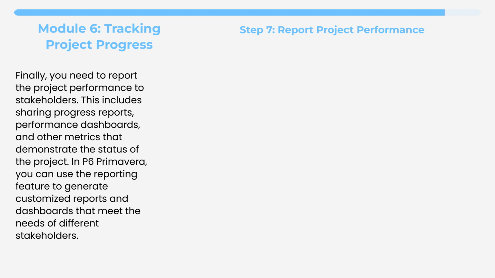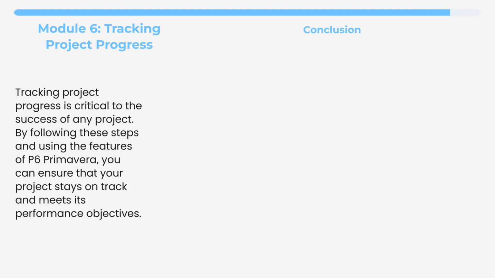different stakeholders. Tracking project progress is critical to the success of any project. By following these steps and using the features of P6 Primavera, you can ensure that your project stays on track and meets its performance objectives.